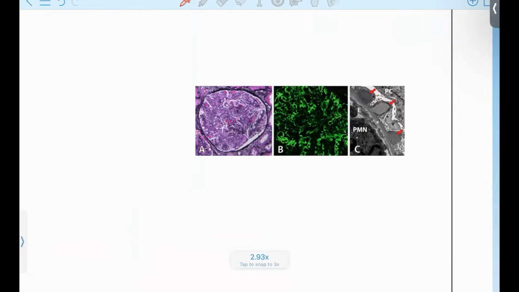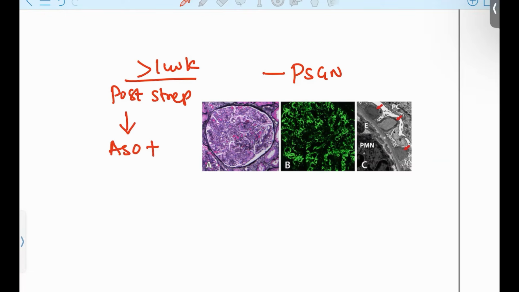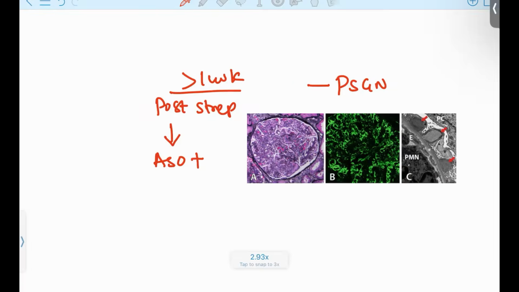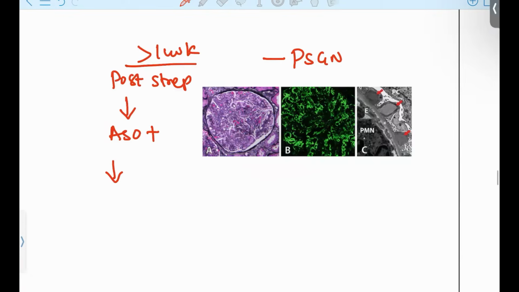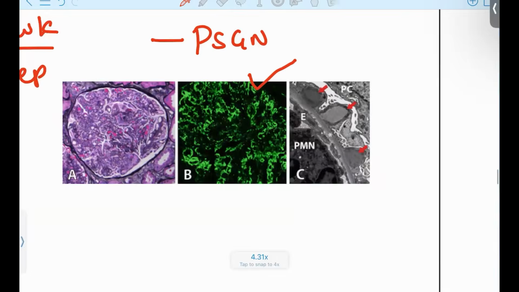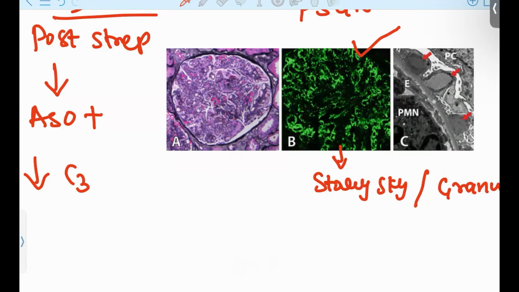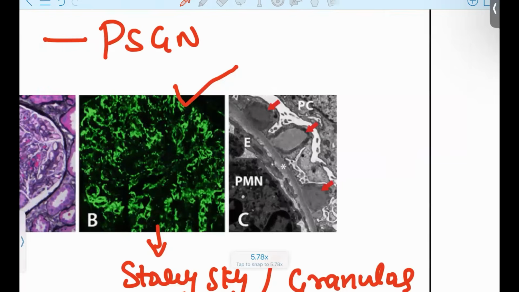So in the PSGN patients, how do we know? The patient is having the history of 1 week of post-streptococcal infection, right? Post-strep. That's why the patient will also have the ASO, anti-streptolysin, positive. And significantly, this patient's C3 levels will be low. And when you see under the fluorescence, it is known as the starry sky appearance or granular appearance.